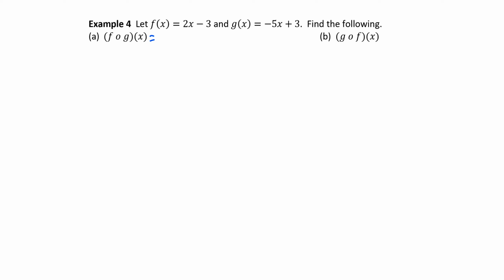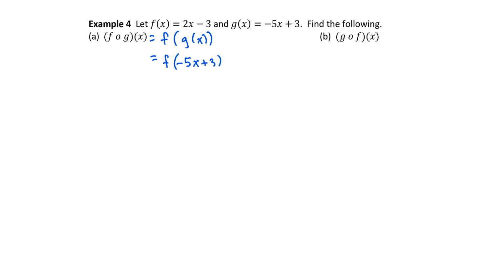So to find f composed with g, I'm going to put f on the outside, g on the inside. Now, I'm going to start with the inside function. Please understand that is not g times x. That is the function g of x. I'm going to completely replace the function name, g of x, with the function rule, negative 5x plus 3. So the negative 5x plus 3 is going to go and replace that entire expression. Negative 5x plus 3. Okay?